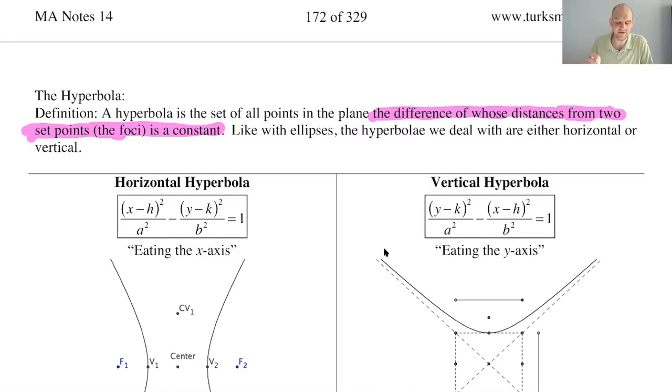What does happen, though, is A and B stay where they are. X and Y will move. So if X comes first, the X axis is horizontal. If X comes first, we have a horizontal transverse axis, which means that the foci are on a horizontal line. The vertices are on a horizontal line. It's eating a horizontal line.